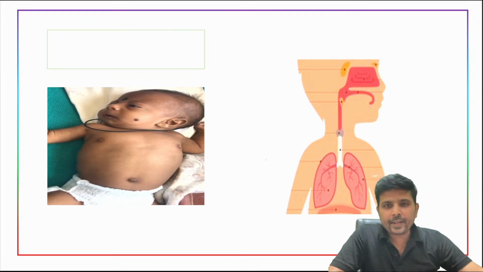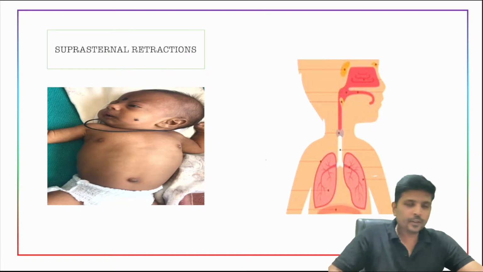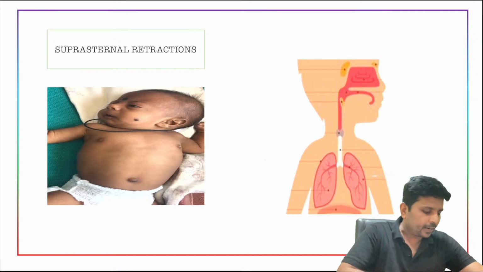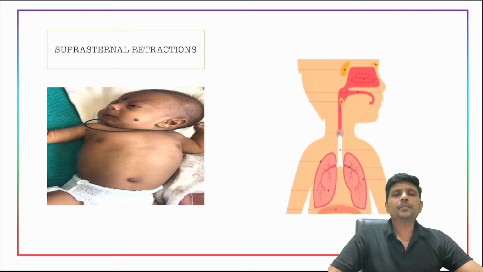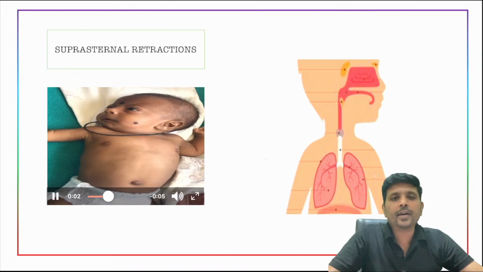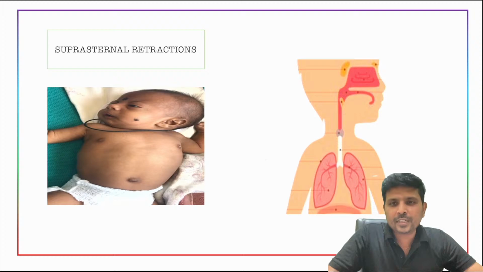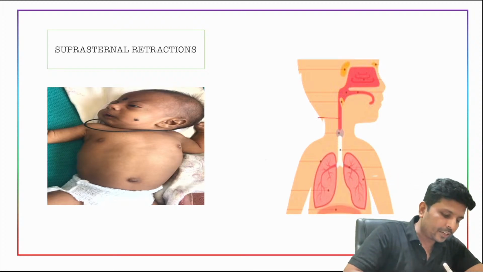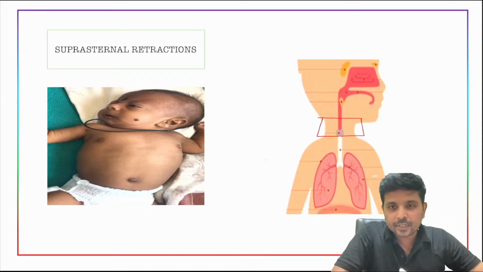So what is this finding? This is called stridor. So this is called stridor, and what retractions have you seen here? You have seen retraction in this area. This is called suprasternal retractions. I repeat, this is called suprasternal retractions. These suprasternal retractions are suggestive of where the pathology is? The pathology for suprasternal retractions is here. What is the supraglottic region? So this is suprasternal retractions. The site of pathology is in the supraglottic region.